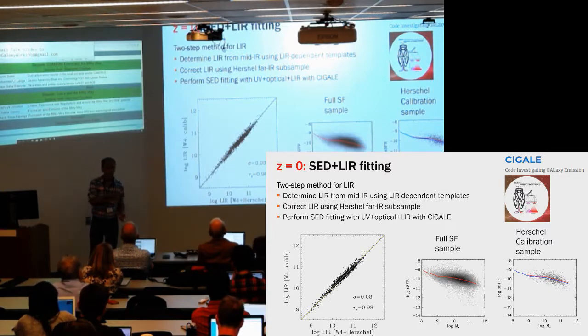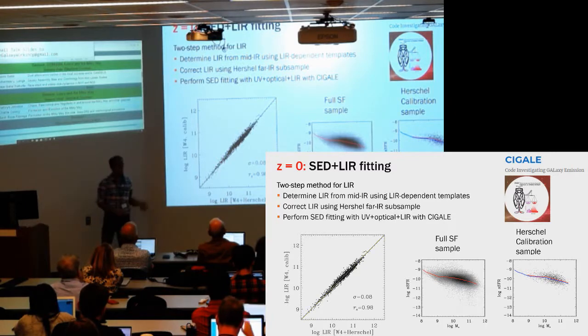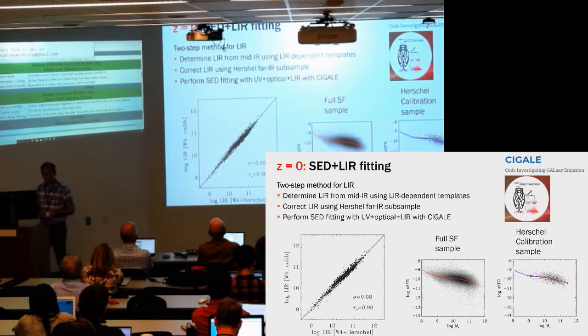So the SED fitting has photometry points plus the infrared luminosity as sort of like a point that we fit. I call this the SED plus LIR fitting. And we show that we can actually get very accurate infrared luminosities that match very well with the Herschel, even with this one point.